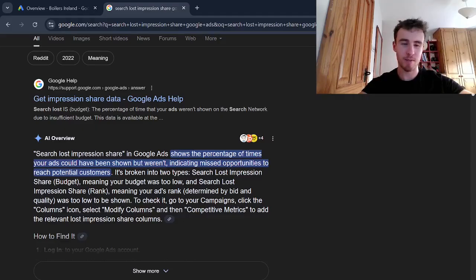And just to briefly define what search loss impression share actually is before we get into the details of rank and budget, it basically is the number of times as a percentage that your ads could have been shown but weren't, indicating missed opportunities to reach potential customers. And as it says underneath it as well, the two reasons why your ads wouldn't be shown and that you'd be missing out on impression share is because of your budget and because of your rank. And we're going to break down how to improve both of these inside this video.